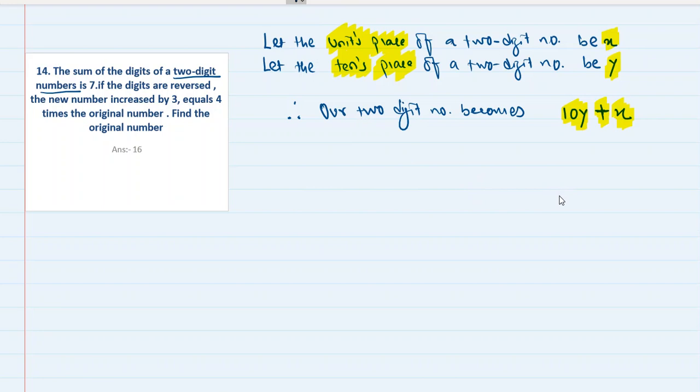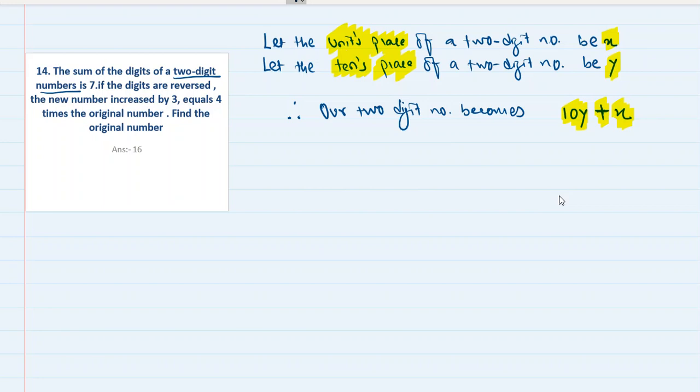Now what? Now let's read the question, because we have not yet read the question only. We are just trying to understand whenever a question about a two-digit number comes, what is to be done. Now we know what is to be done. Now let's read the question.